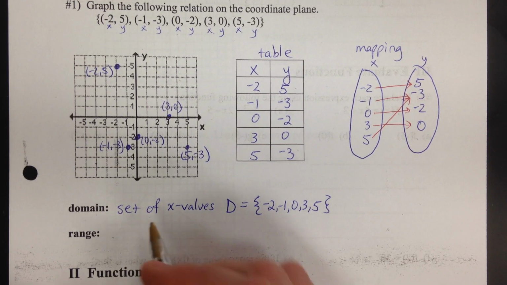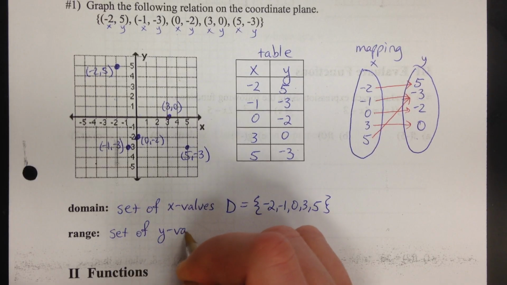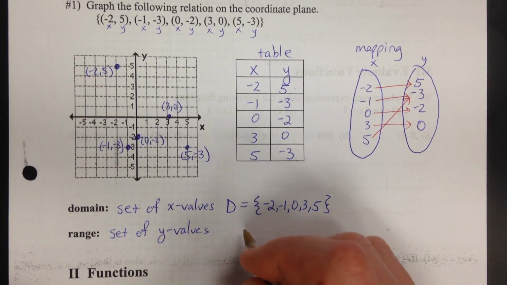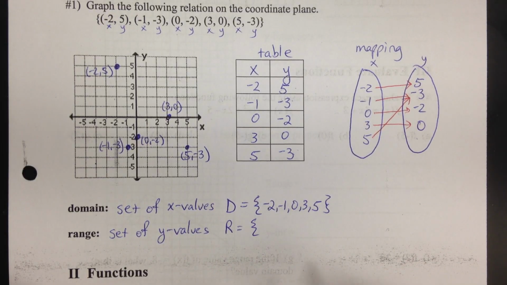The range is the set of y values. Domain is x, range is y. We'll use capital R for the range. Normally we'll write the range, like the domain, we'll go from smallest to biggest.